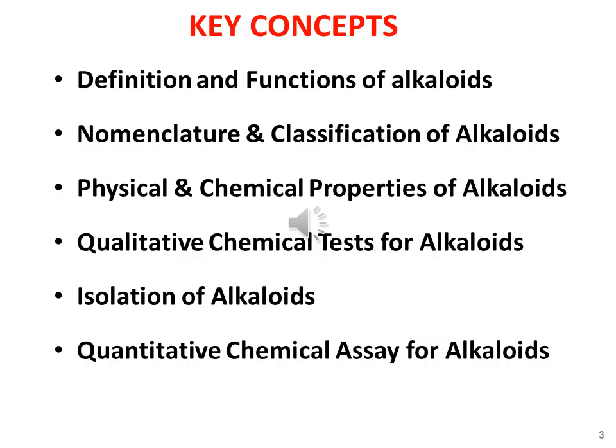Here is a list of the key concepts that we are going to learn today. We will first have some definitions of alkaloids, then we will discuss their functions in plants and animals. We will also study in this lecture the nomenclature of the alkaloids and different types of methods used to classify the alkaloids. We will also discuss the physical and chemical properties of alkaloids.